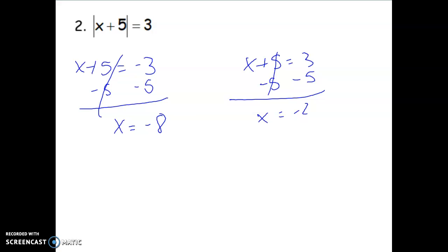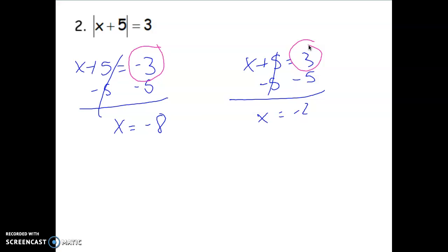And remember, I told you that one of them is going to be a positive and one of them is going to be a negative. But the thing that's positive and negative is this at the beginning. It doesn't mean that your answers will be positive and negative. It means that the quantity itself is 3 units to the left or to the right of 0.